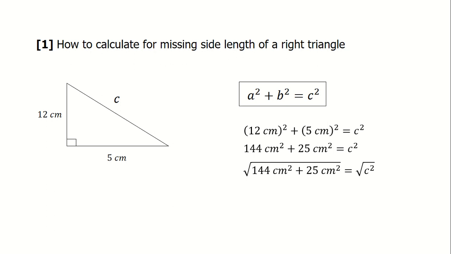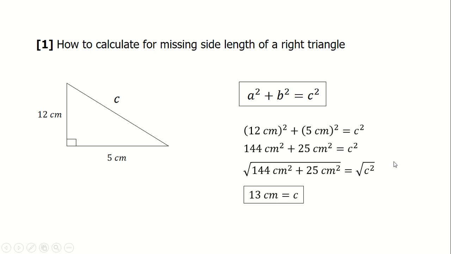The next thing that you can do, although it is not shown here, is you can also first add 144 plus 25. What you will get is 169. But here I go straight to the square rooting of both sides of the equation, which is okay. Why do we need to square root both sides of the equation? Because remember, you are going to get the value of c, not the value of c squared. So in order to remove the square on c, we need to put them in a square root.